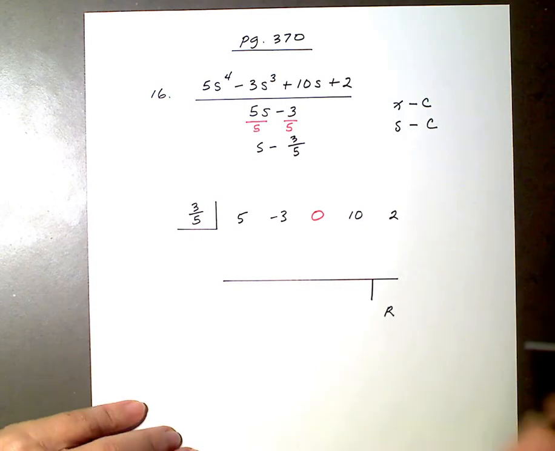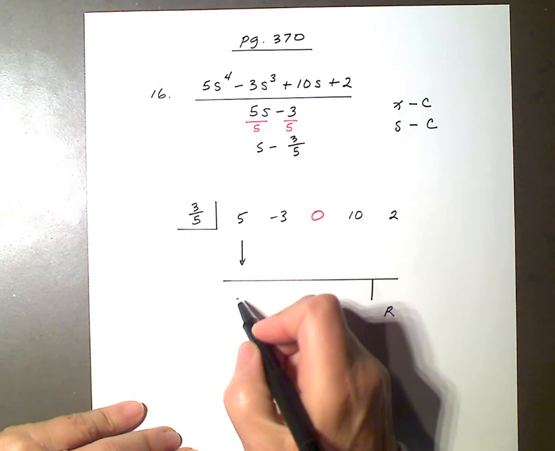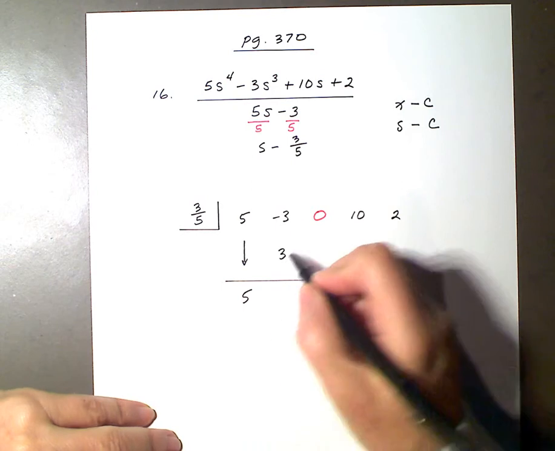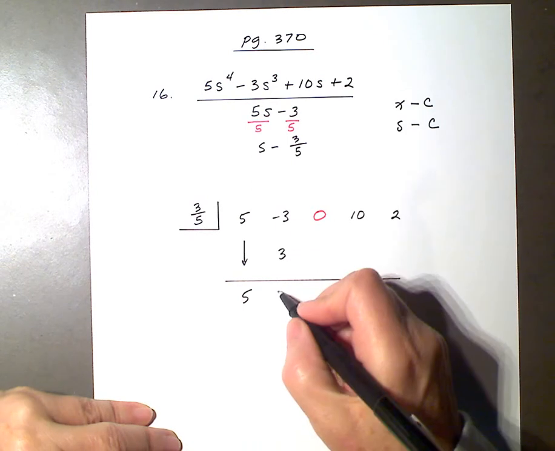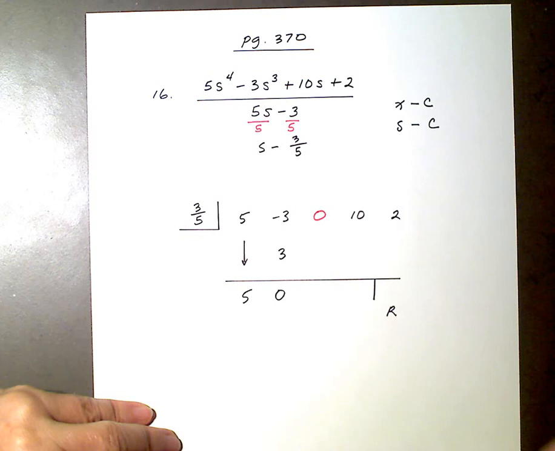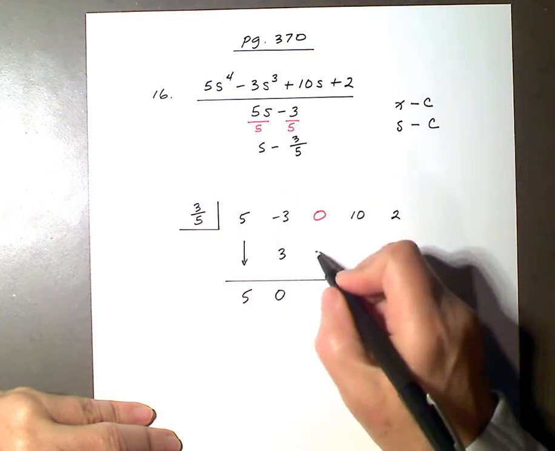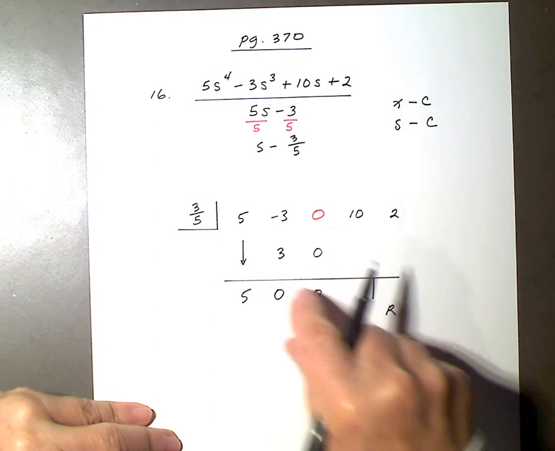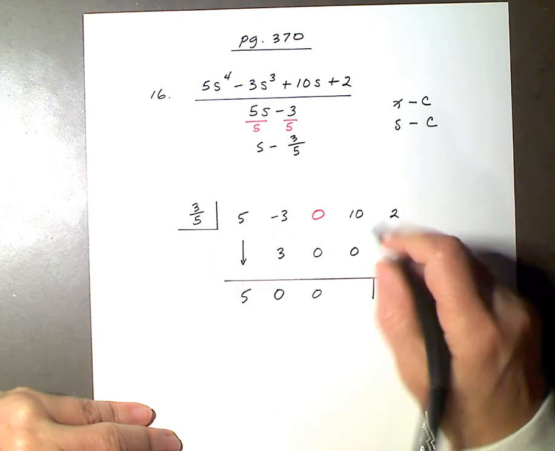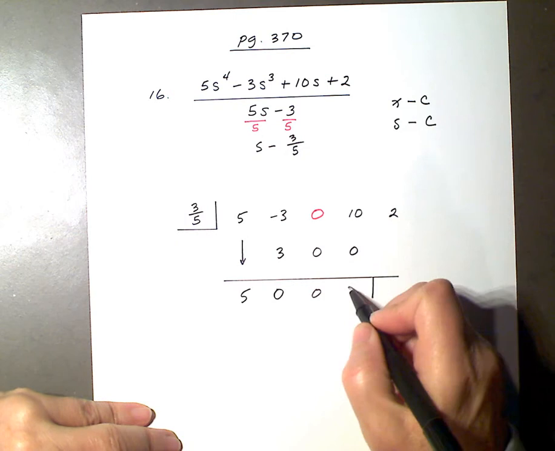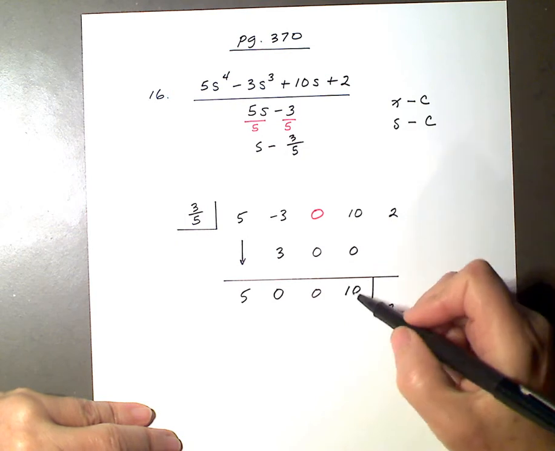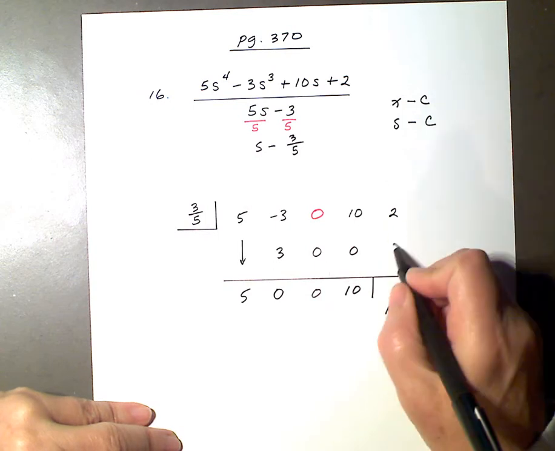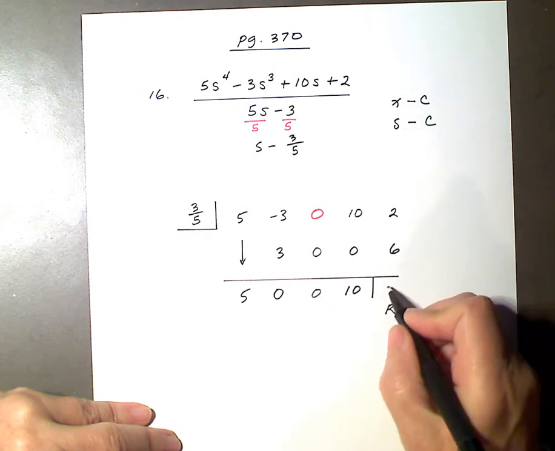So I bring down my 5. 5 times 3/5 is a positive 3. When I combine this column going down, I get a 0. 0 times 3/5 is 0. Combine this column going down, 0. 0 times 3/5 is 0. Combine this column, 10 plus 0, I get a 10. 10 times 3/5, see, 10 divided by 5 is 2 times 3, that is a 6. And combine this going down, and my remainder is 8.